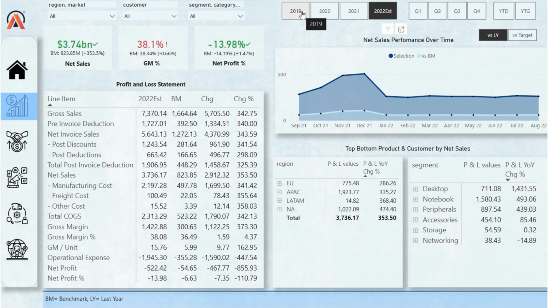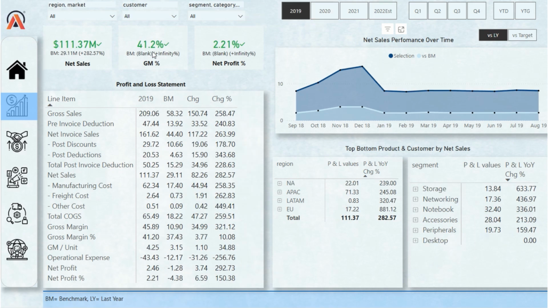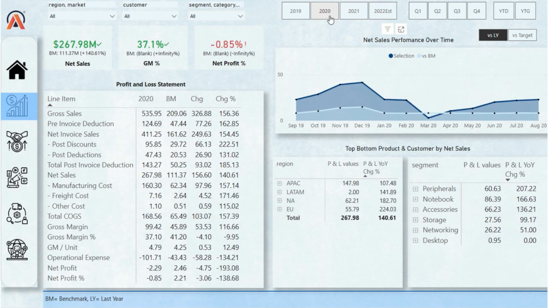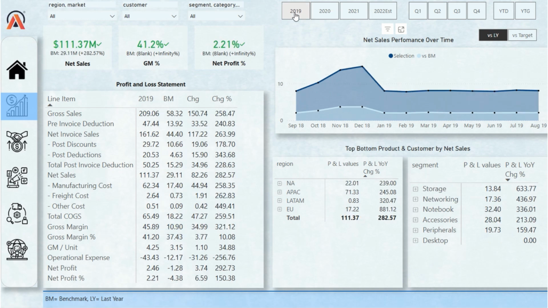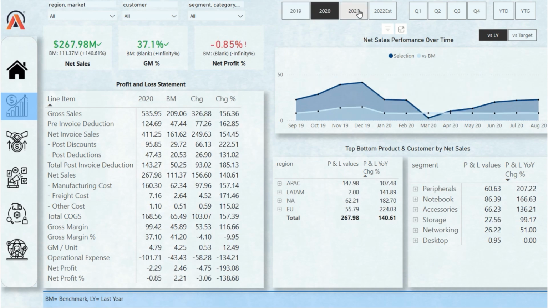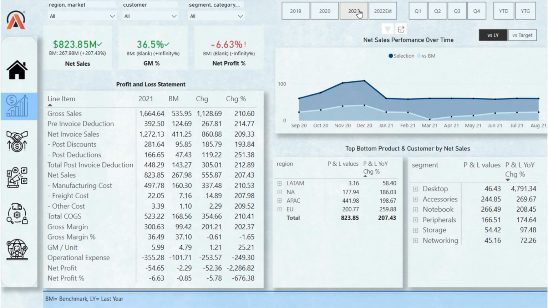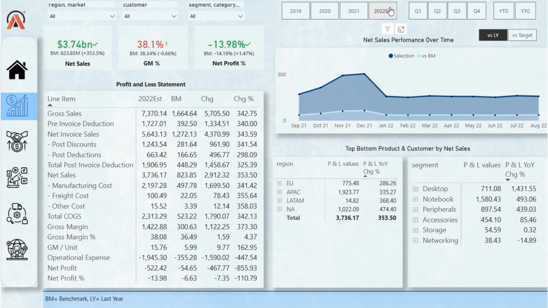We are definitely growing in terms of our net sales. And if you see the gross margin percentage, that is also quite good, at 41%, 37%, and 36%. But in 2022, we can see a declining gross margin percent. So we might want to check what happened in 2022 and why the gross margin percent is low.